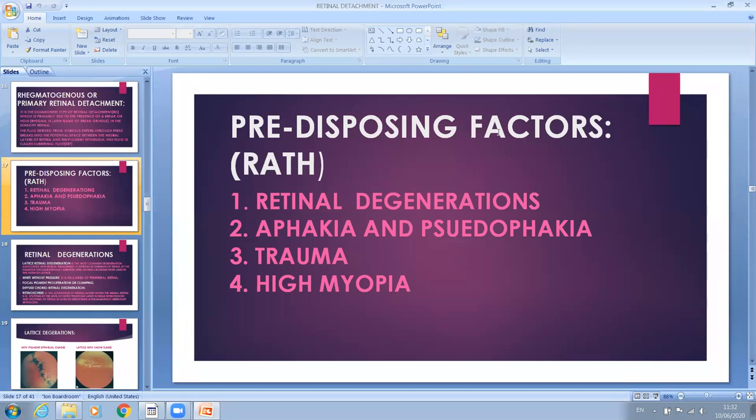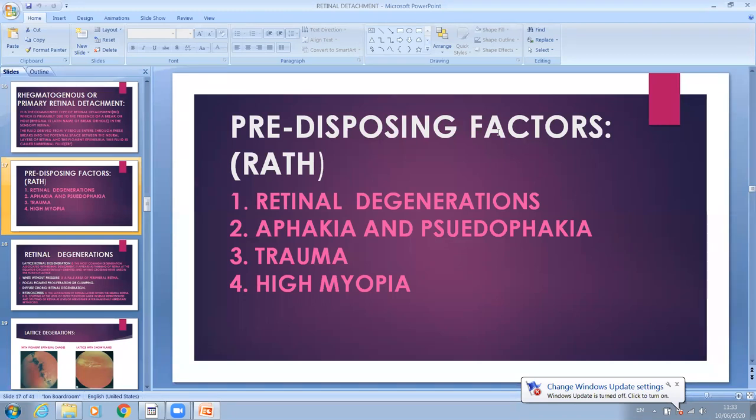The minimum you require in your final fourth year is to remember four things about retinal detachment. One is the definition. The second is the classification. The third is predisposing factors, and then the treatment. Every one of these four points again has four points. The classification: there are four names you have to remember: primary retinal detachment, and among the secondary, the tractional, the exudative, and the solid. And then the predisposing factors: the retinal degeneration, the aphakia and pseudophakia, the trauma, and the high myopia.